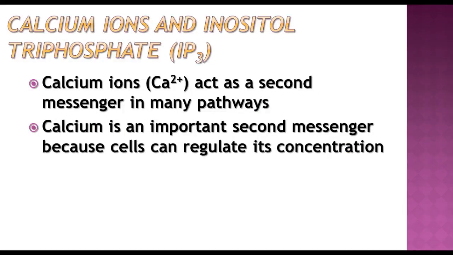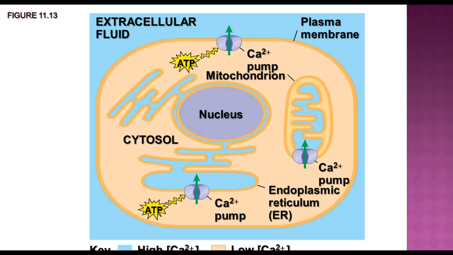There are also second messengers like calcium ions, and that's very important because cells can regulate the concentration of calcium ions by various methods, often gated channels. Here we have some gated channels of calcium pumps, okay, that can be activated by the phosphorylation by ATP. So we can pump calcium ions into, for instance, the ER, pump them out of the cell, or into the mitochondrion as needed.